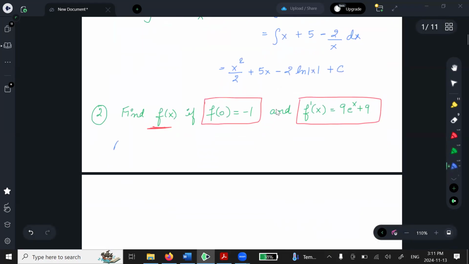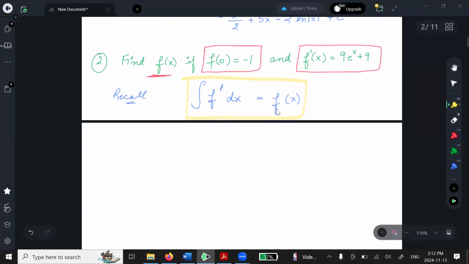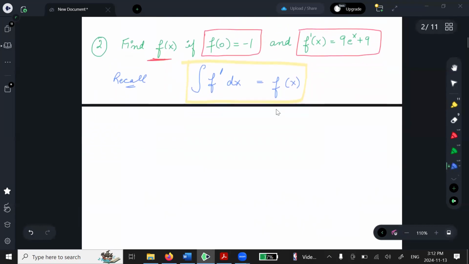Okay, recall 2 things. If I have the antiderivative, that's a symbol, and I have the derivative, together they cancel each other out and you get f of x. This is important, okay? Now, I want to find f of x. That would just be the antiderivative of the f prime. And what is f prime? F prime is given to you in the question.